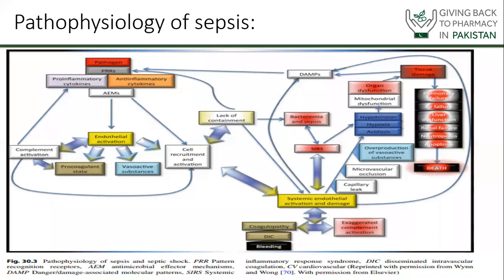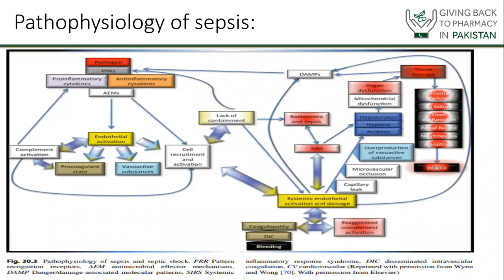Okay, so now the pathophysiology of sepsis. What happens when a pathogen invades the body? Inflammatory and pro-inflammatory cytokines activate, which invade the epithelial cells, and epithelial activation occurs. As a result of activation of the epithelial cells, other immune systems of the body get activated, and it causes release of vasoactive substances, complement activation, and the coagulation cascade. As a result of all these mechanisms, endothelial cell damage occurs.